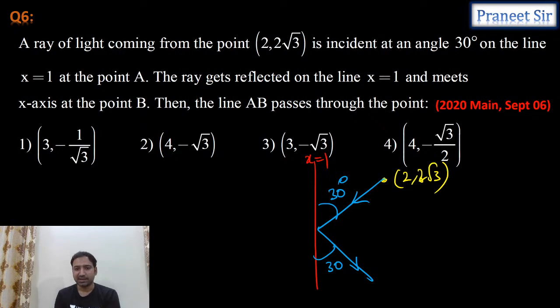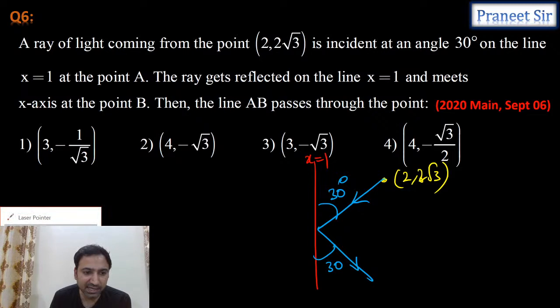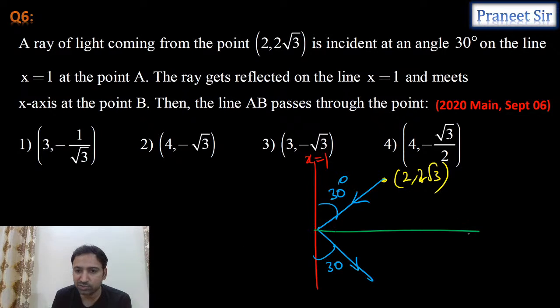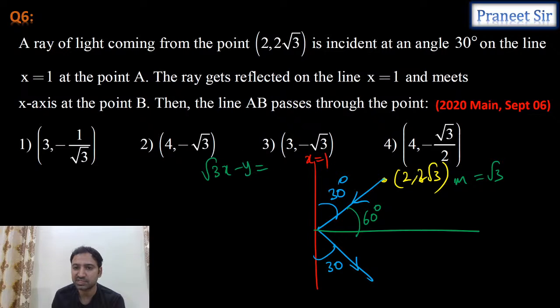Okay, right. So now tell me, guys, let's take this normal. This is parallel to the x-axis, which means it is making an angle of 60 degrees with the x-axis. So what is the slope of this line? Slope m is equal to root 3, we are getting it. So the required line is root 3x minus y is equal to, substitute it. Is it 0? We're getting it, if you substitute 2 comma 2 root 3 here.